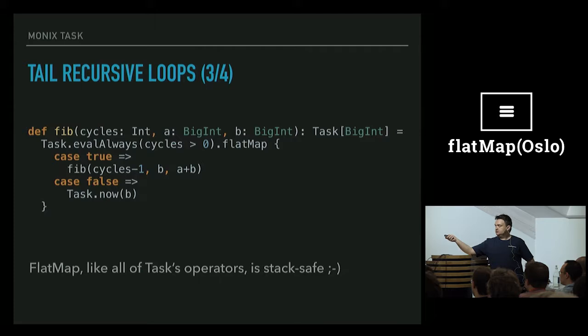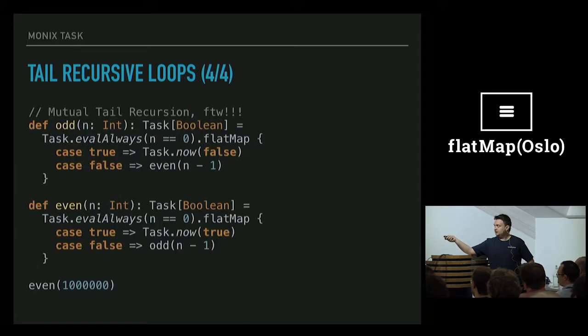So yeah, and of course, the difference with Future here is that Future is going to send tasks in the thread pool for every iteration. Task will not, depending on the evaluation model that I'll talk about in a second.